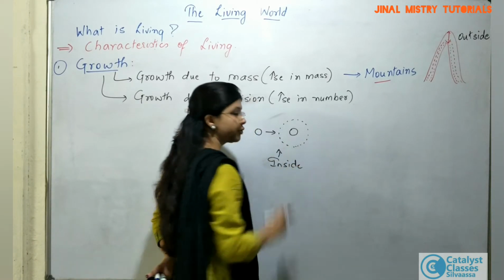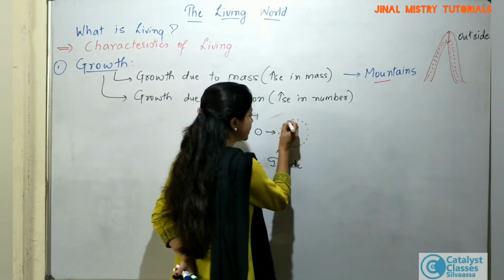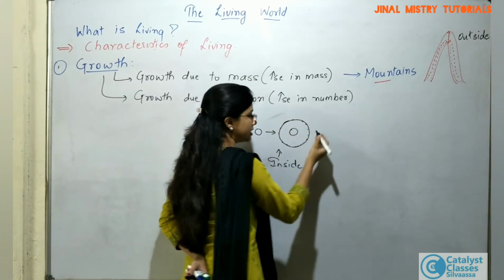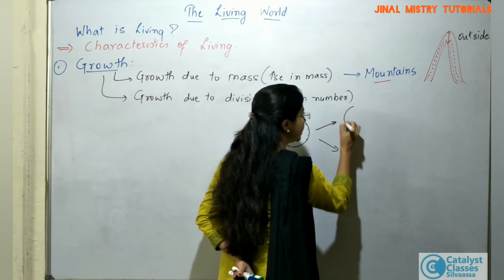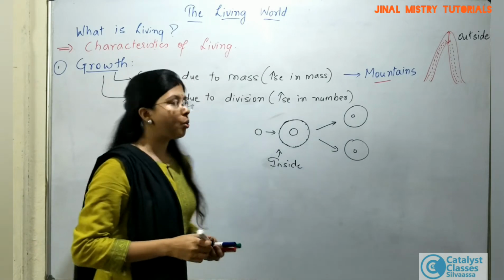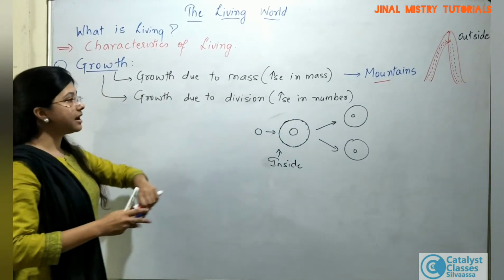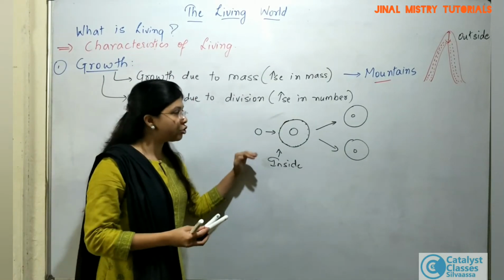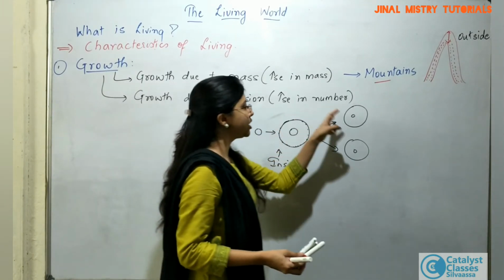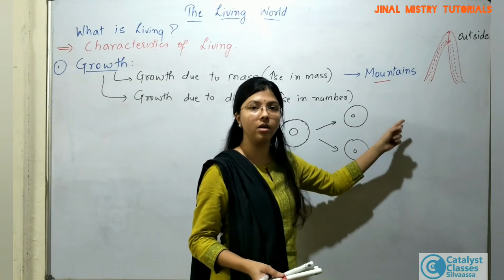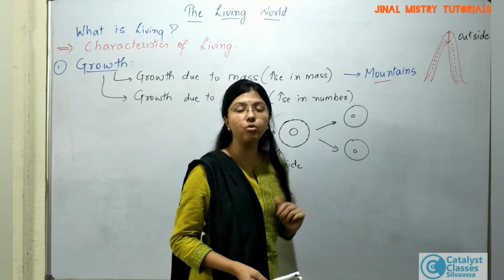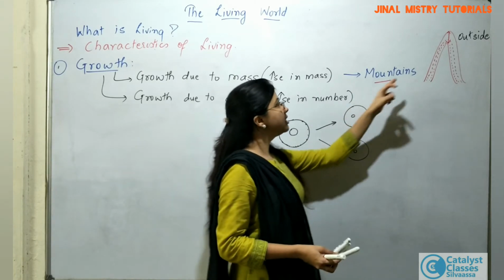The growth takes place from inside. And when the cell has gained a particular size, it is going to divide to increase its number, right? So what you can say is that growth is a characteristic of living, agreed, because the growth is taking place from inner side, where the cell is increasing in mass as well as later on it is dividing to increase its number. But growth does take place in non-living things like mountains also, where the materials are deposited on the outer side.